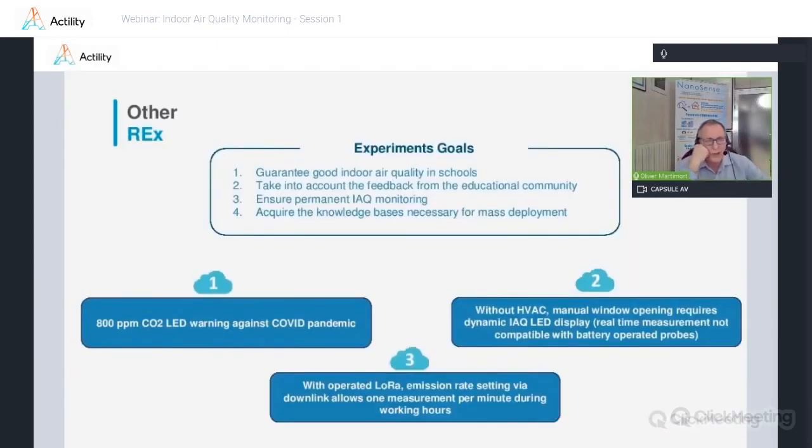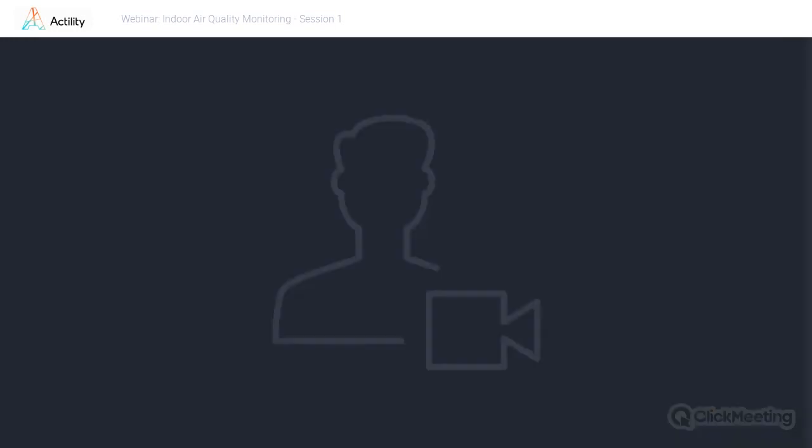So, to make a recap, most of the POCs that we have done were made in schools, with the goal to guarantee a good air quality and to take into account the feedback of the educational community, based especially on what we can show. Otherwise, because there is no feeling of air quality, you don't smell it really, so it's not easy to appreciate it and to give feedback if you don't have any way of showing the air quality. So that also allows to ensure good monitoring and acquire good knowledge for mass deployment.